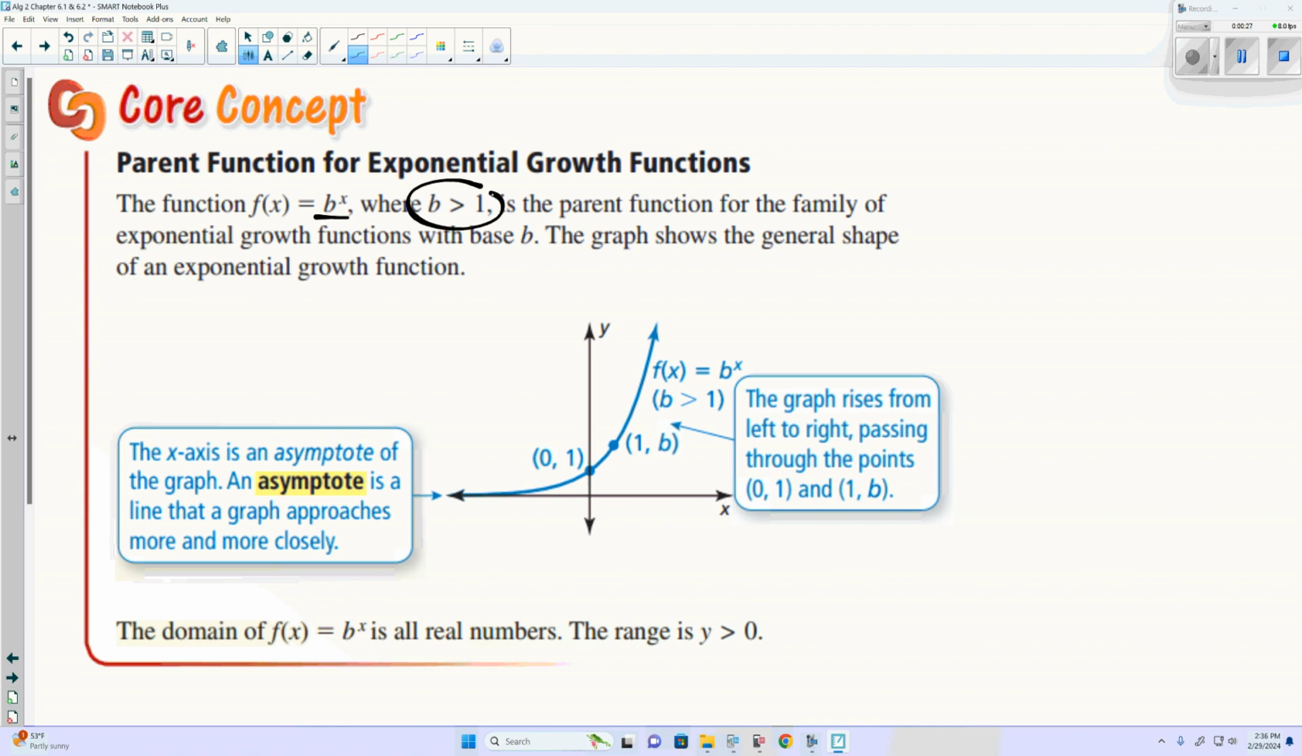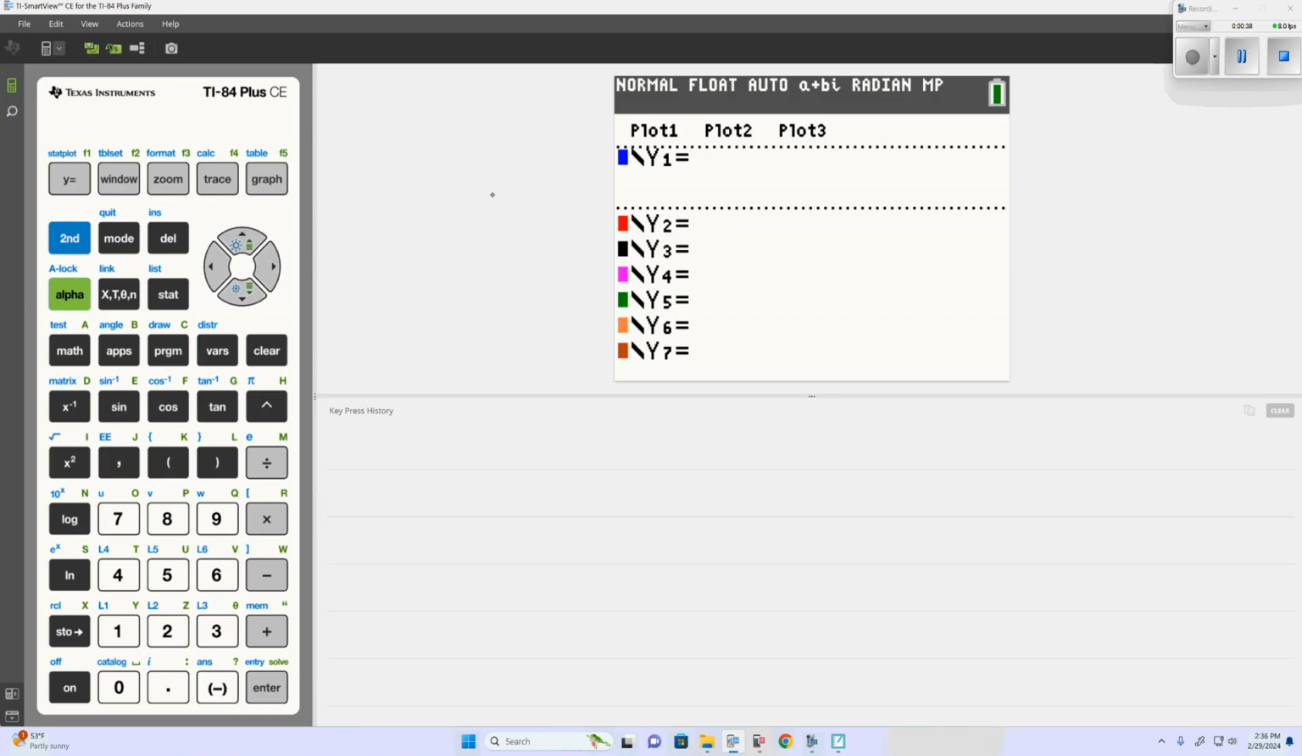kind of that b to the x. Now we consider it exponential growth if that b, that value, is greater than 1. We call it exponential growth. And the way that we define exponential growth, or why we talk about it this way, well, we'll say 5 to the x. Now this is an exponential growth function.